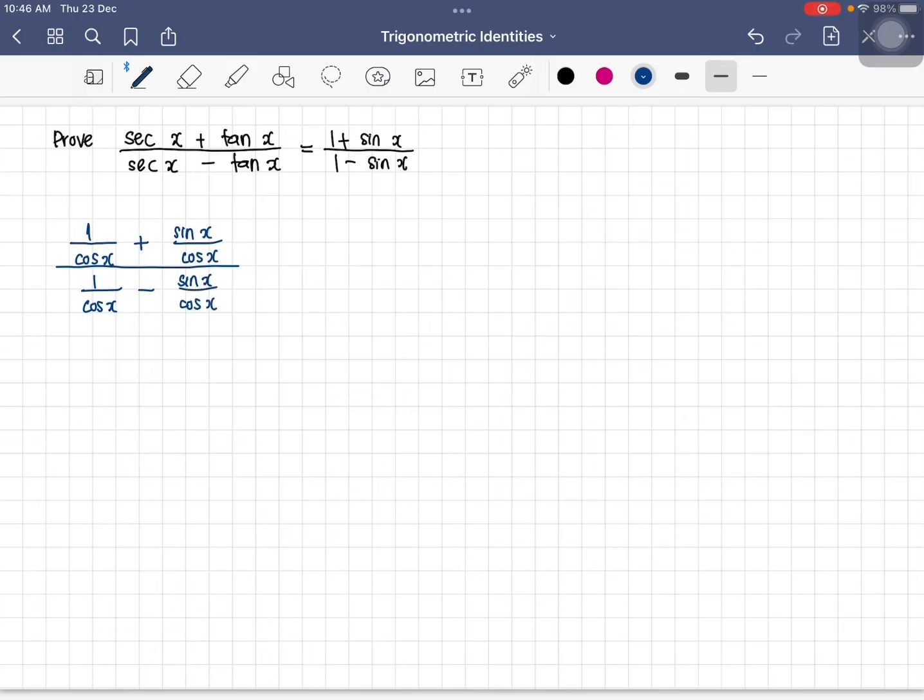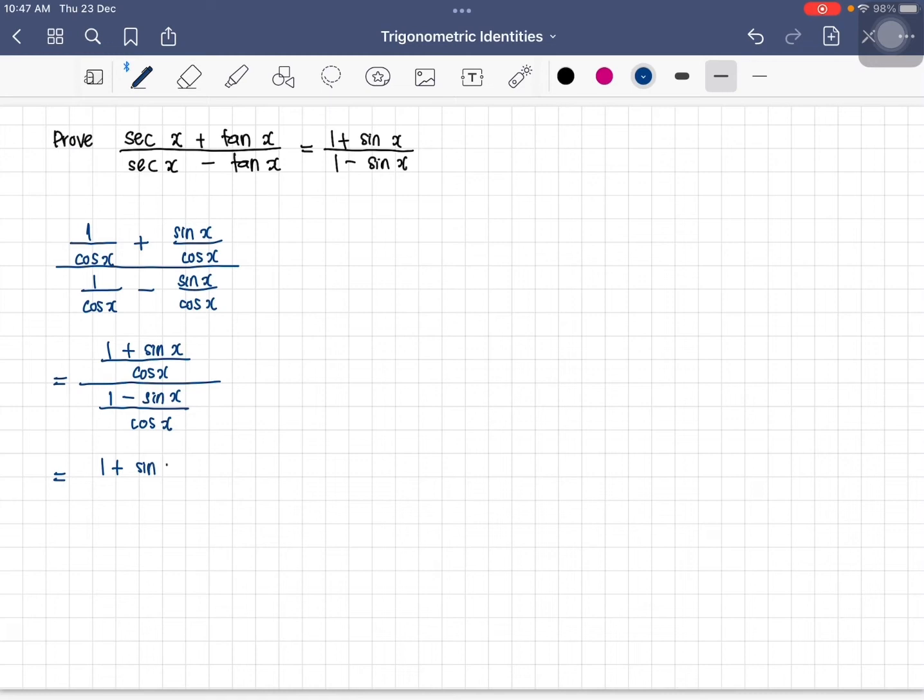Then I'm going to make the numerator a single fraction and the denominator a single fraction. Therefore I have 1 plus sine of x, the whole thing over cos x. We add the fractions with the same denominator, and for the other one we subtract the fractions with the same denominator. So we have something like this, and then you have a 4-story fraction now. Instead of using this 4-story fraction, you have to convert into 2 stories only.